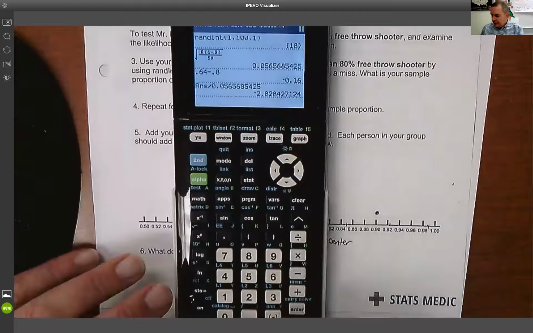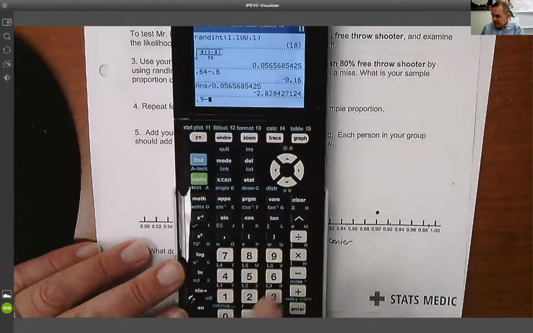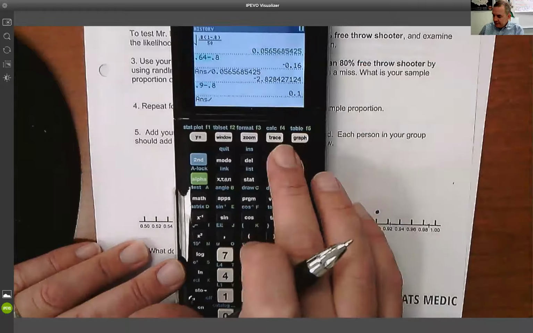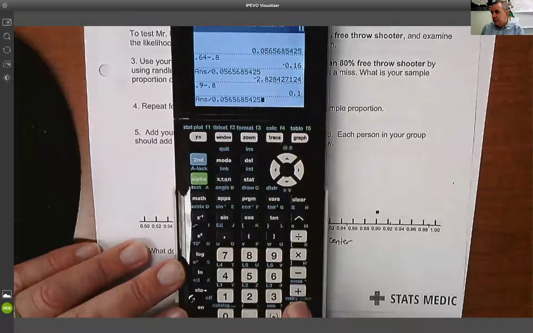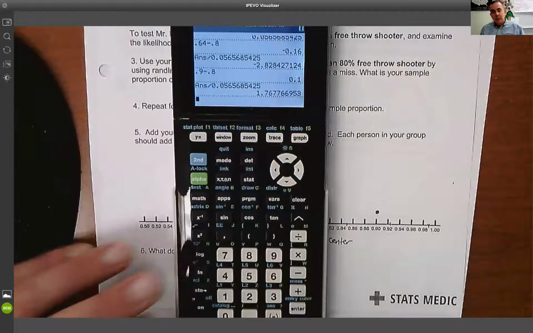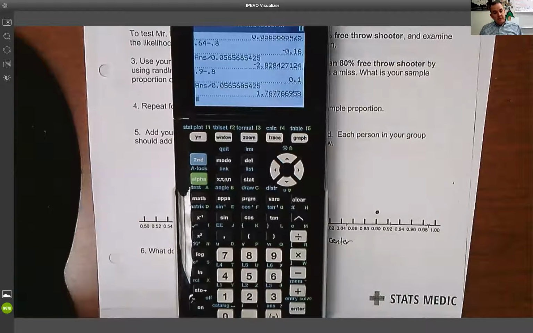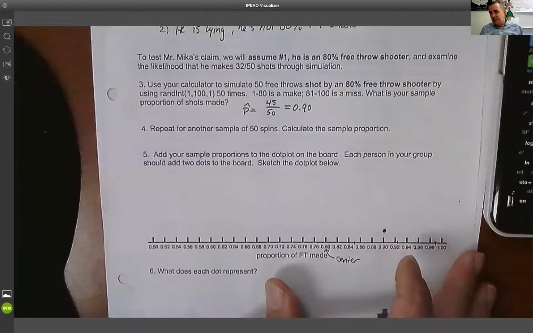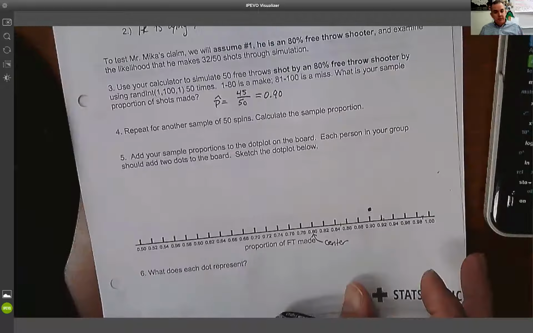If we look at mine that I just did, 0.9 minus 0.8, divided by that standard deviation, I was about 1.77 standard deviations above average. So while mine is a little unusual, it's not as unusual as Mr. Micah's 64% on his 50. So what we're going to find out is that based on this, we may have evidence to question whether or not Mr. Micah actually is an 80% free throw shooter.